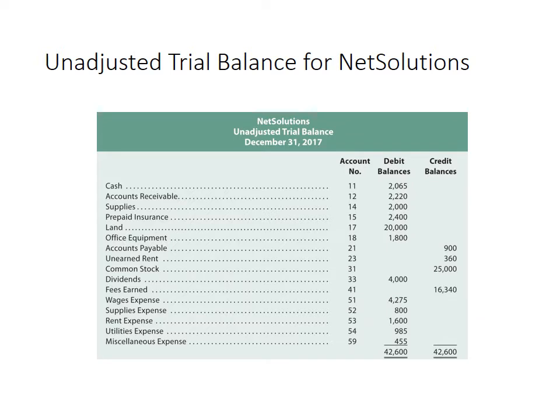So first we're going to look at what we had in the last chapter, which was Net Solutions. We've been following this company for a bit. This is their December 31st, 2017: their account numbers, their account titles from their chart of accounts, the accounts with a debit balance after all the transactions were posted, and the accounts with a credit balance. Double entry accounting, debits and credits equal. So this is where we start.